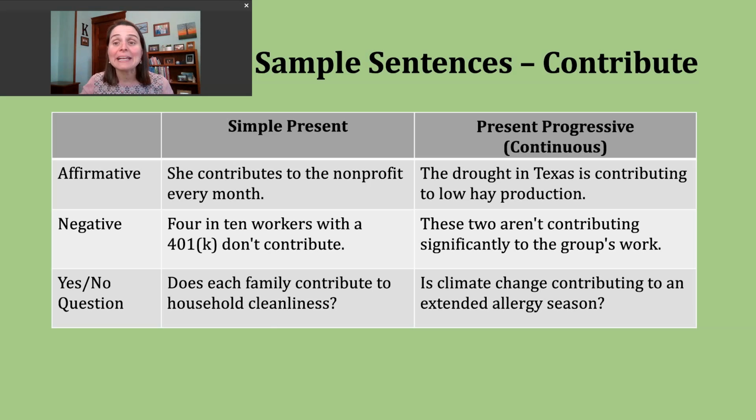Finally, let's talk about making a yes or no question in the present progressive. To do this, I start with a form of be, whichever form matches my subject. The subject comes next. Then we're going to have the ing form of the verb. Here's another example. Is climate change contributing to an extended allergy season?